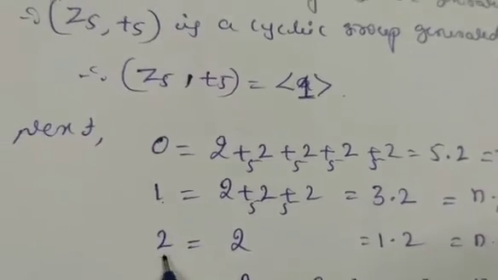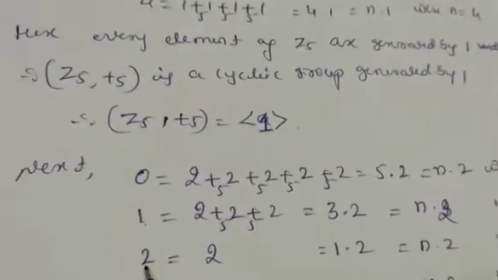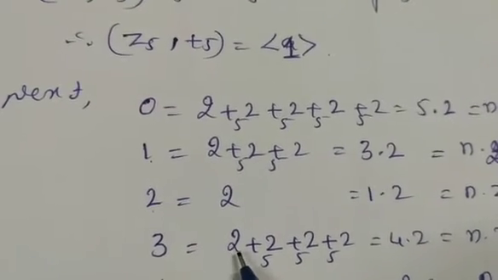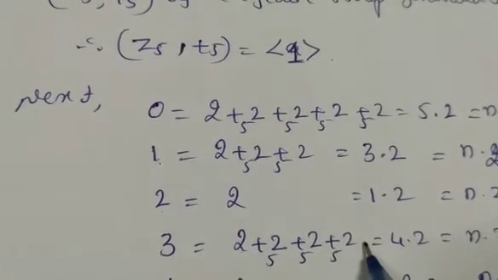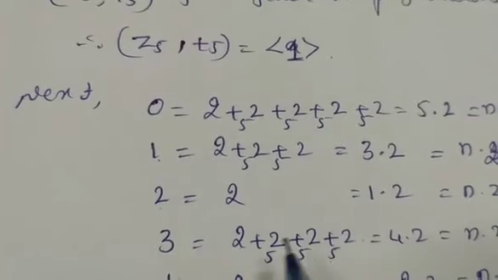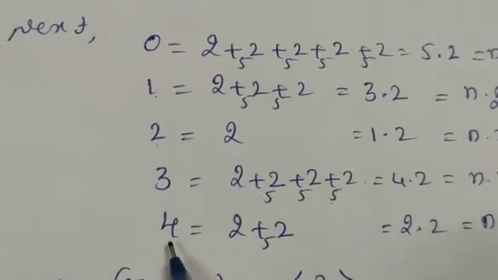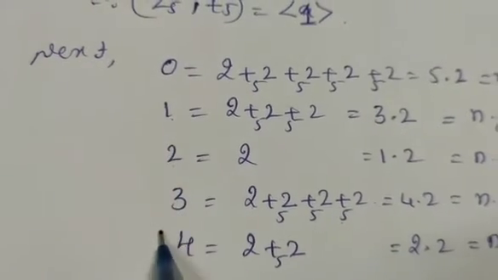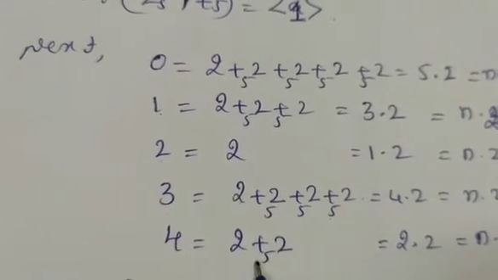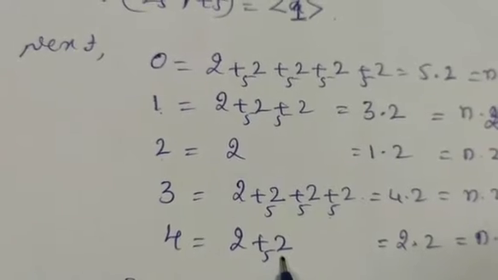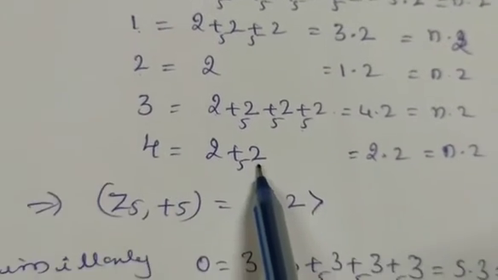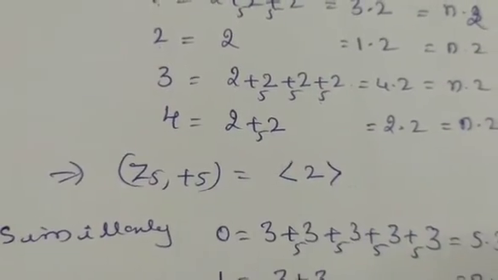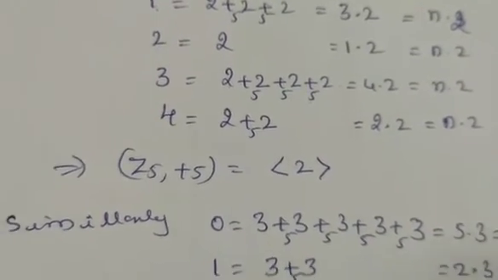The next element of Z5 is 2, which is nothing but 2 only. The next element is 3. 3 means we can write 2 plus 2 plus 2 plus 2, that is 8. 8 divided by 5 gives the remainder 3. Similarly the next is 4, which is 2 plus 2. Like this all the elements of Z5 are expressed in terms of 2 under addition mod 5. Therefore 2 is a generator of this group, so it is a cyclic group generated by 2.